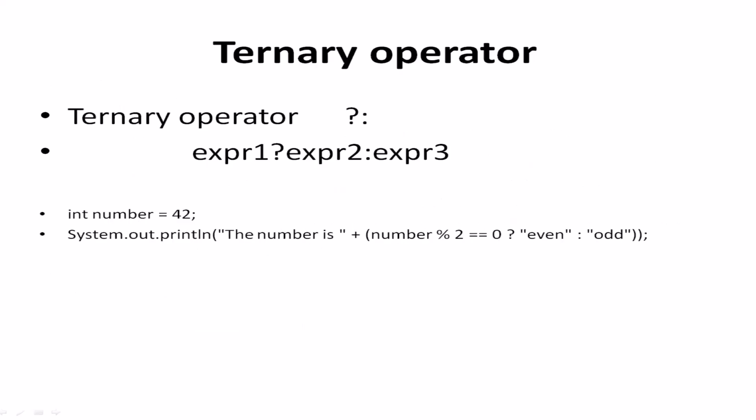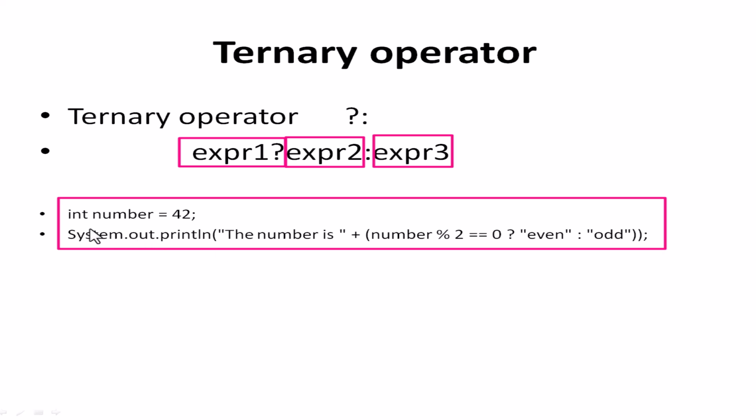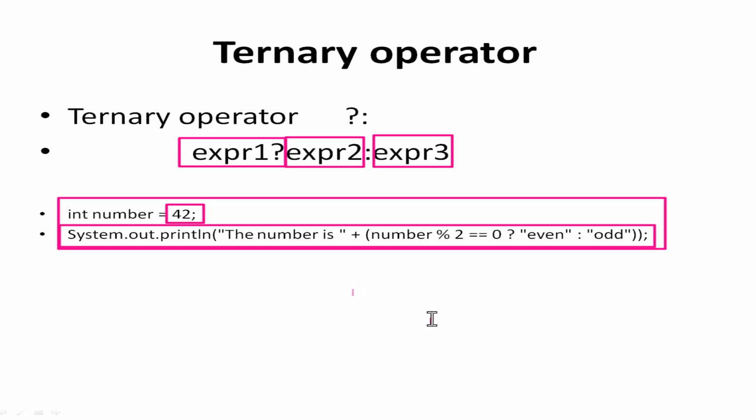Next one is ternary operator. The ternary operator is used basically whenever you would write, for example, an if else statement. Here expression 1 is going to check the condition. If true, expression 2 will be printed, else expression 3 will be printed. For example, consider the number equal to 42. Within the System.out.println, in a single line you can print whether the number 42 is odd or even. Here you have the number 42, which will be divided by 2, and check whether the result is equal to 0.